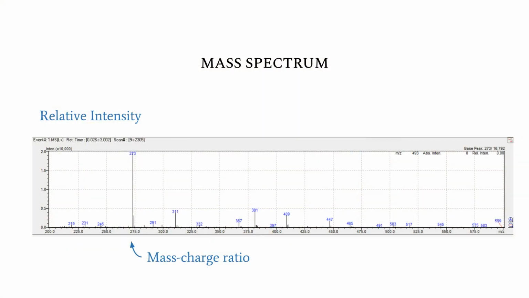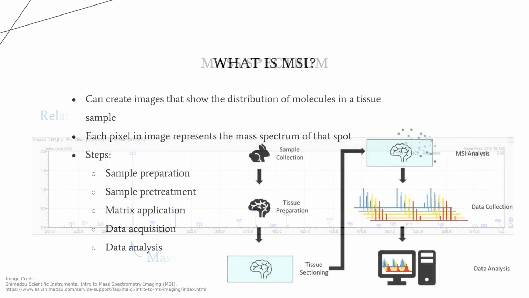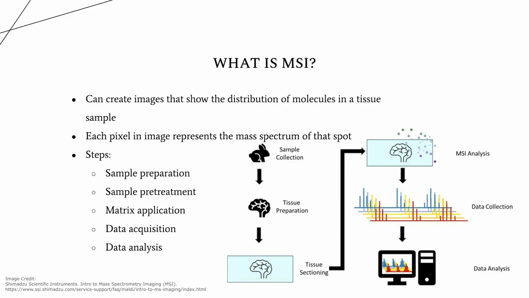The data that is collected is called a mass spectrum. In the mass spectrum, the data is plotted on a graph, with the different masses on the x-axis and the abundance or intensity of each one on the y-axis. Mass spectrometry imaging uses mass spectrometry to create images that show where the different compounds are in a slice of tissue and how much is in each spot.